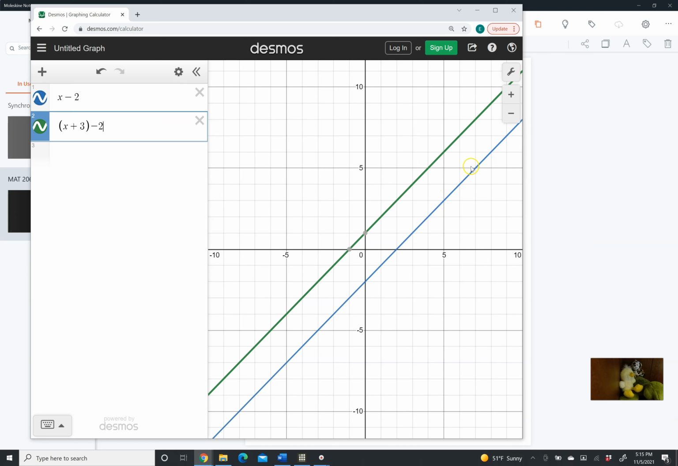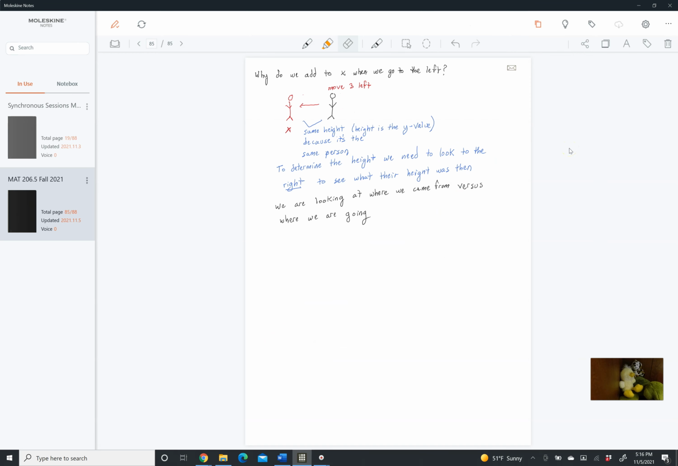If we take x equals 7, we want to move it to x equals 4, but in order to find the y value, we're looking at the y value of f of x plus 3. Okay, so that's what's really happening. We're saying, well, the y value for 4 is going to be what the y value was in the original function at 7, which is x plus 3. Okay, so let's just write that down.